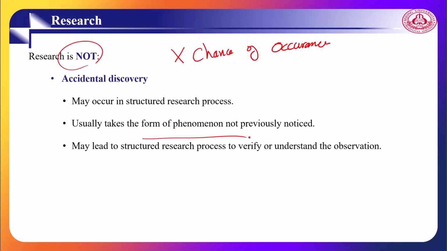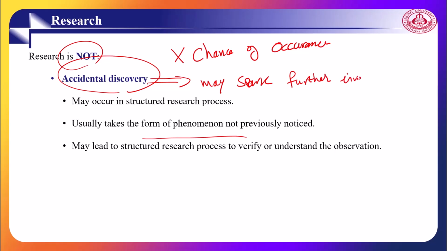These findings may spark further investigation, but they cannot be the central goal or the method of research. After an unexpected observation, a structured research process often follows to verify or try to understand the phenomenon in a systematic way. It means starting a new research.